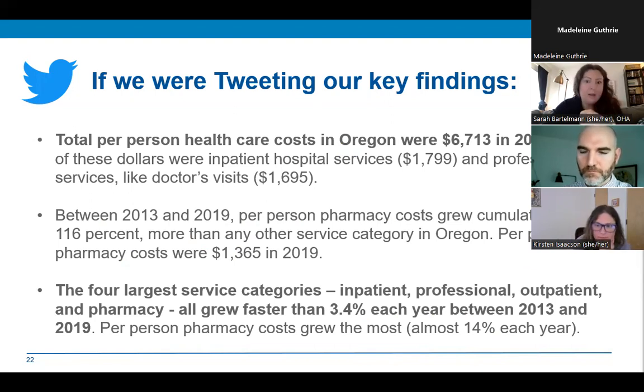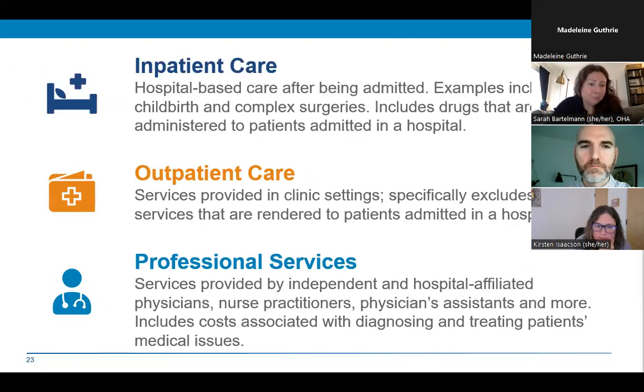So we will talk about all of those. I'm just going to give a real quick grounding on the next 2 slides into what these service categories are. So next slide, please. So the first service category is inpatient care. So that is hospital-based care after someone has been admitted. If someone is in the emergency department, that's in the emergency department category. This is only folks who have been admitted. This would be things like childbirth or an inpatient surgery. It also includes any costs for drugs that were administered to patients who were admitted in the hospital.